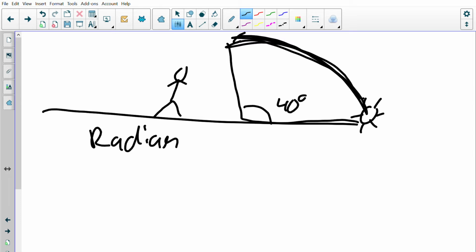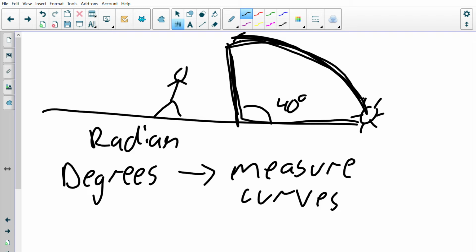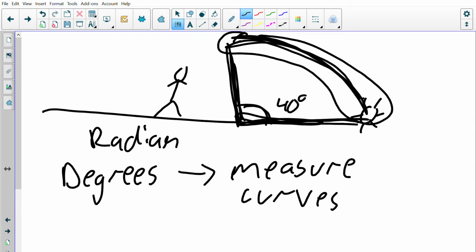What radians does is it converts degrees into a measure of curves. Okay? Degrees can only say, here's a straight line, this is the movement. Radians can measure this curvature.